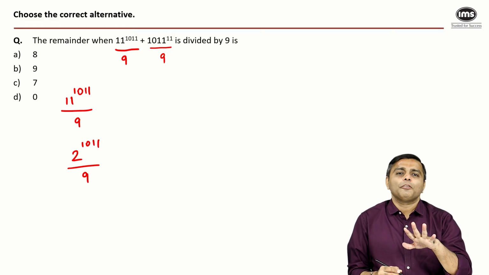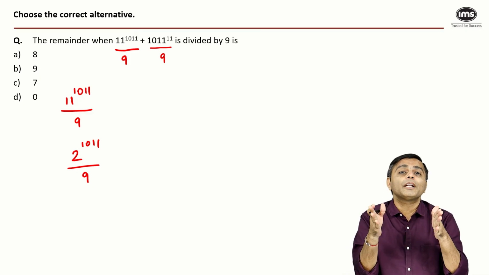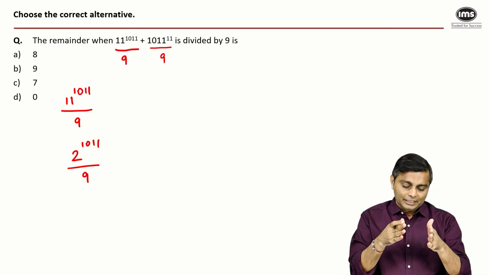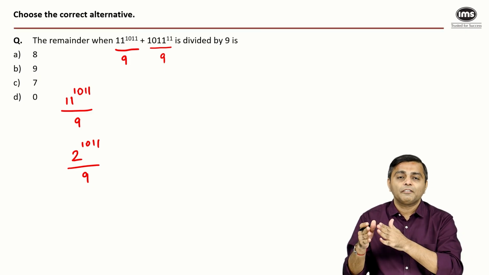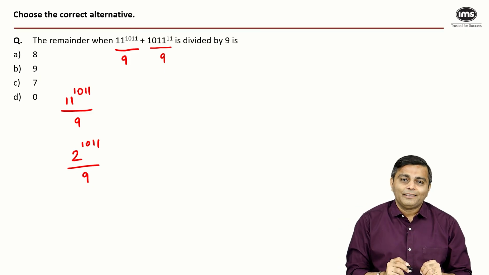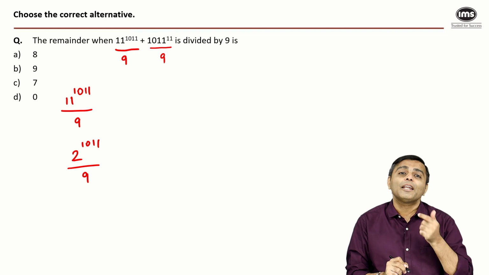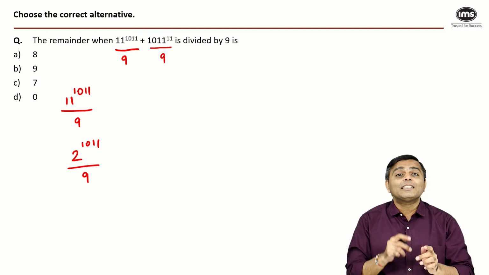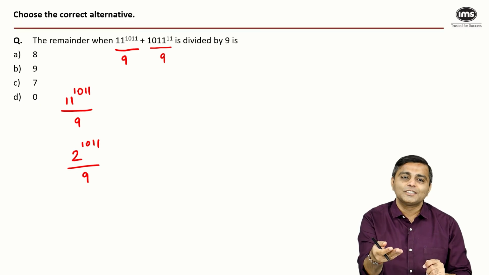If you find this difficult to understand, just split the numerator in your head. It is 11 raised to 1011, which means there are 11 into 11 into 11, 1011 times, and you are trying to divide by 9. When you try to divide by 9, do we agree each 11 is going to give us a remainder of 2? Which means there are now 1011 2's, which is what we have written, 2 raised to 1011 by 9.